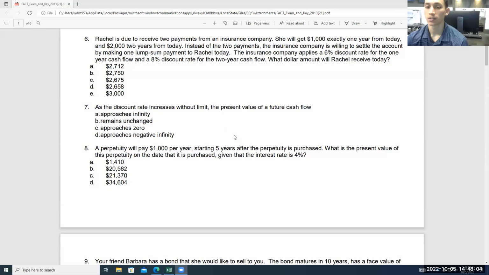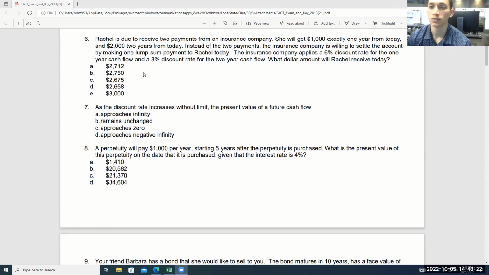All right, this is Matthew Guerra, a member of the Investment Society. Today we're going to continue with the fact exam review. We're going to be looking at questions 6 through 10 and working them out through Excel and explaining the process. So let's start with number 6.